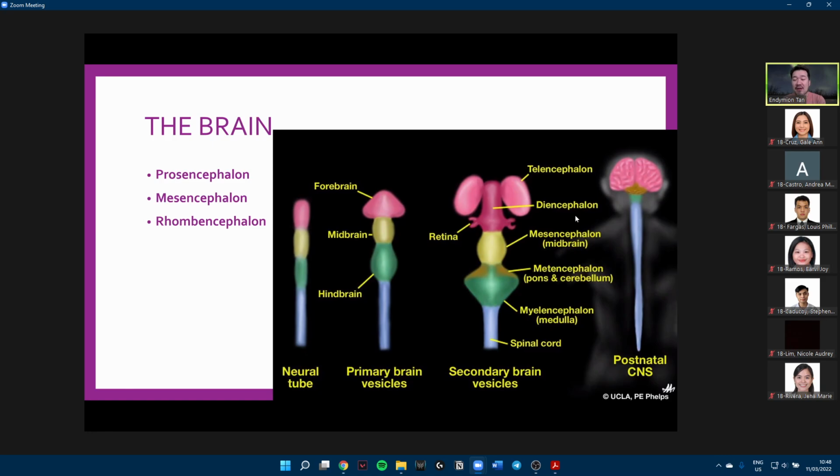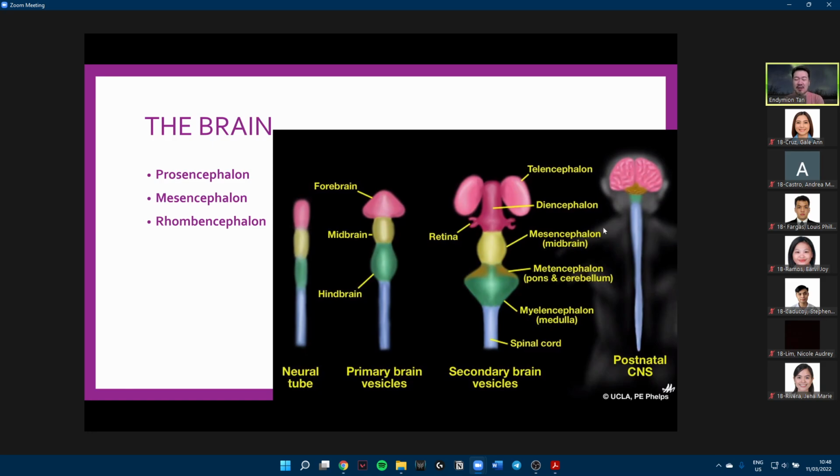The diencephalon would give rise to your hypothalamus and the thalamus. Diencephalon would become the thalamus and the hypothalamus. The mesencephalon still is the midbrain. The metencephalon would become the pons and the cerebellum. The myelencephalon would become the medulla oblongata.